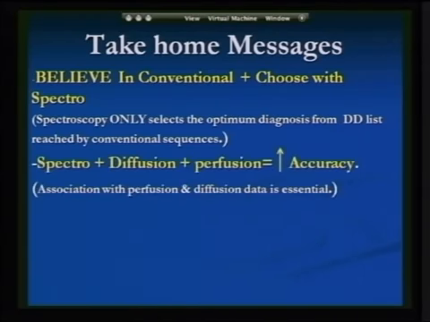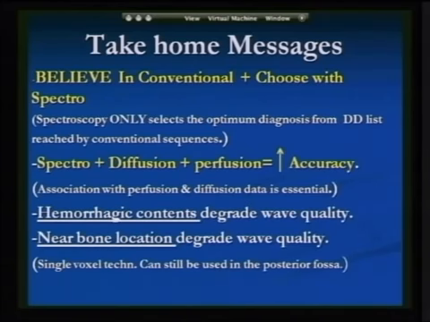Spectroscopy should be performed with diffusion and perfusion to increase the accuracy. Lastly, when there is hemorrhage or when we are near the bone, this will degrade the image quality. And sometimes we refuse to perform the examination.